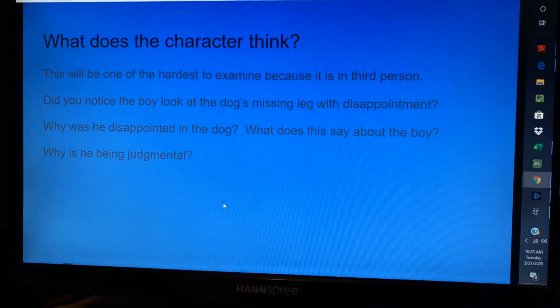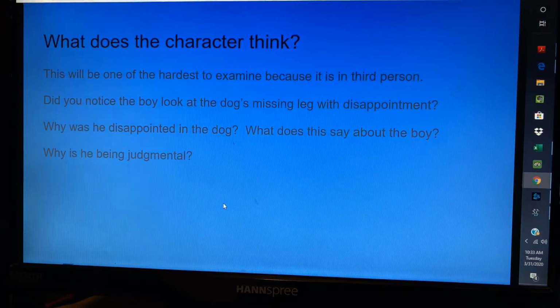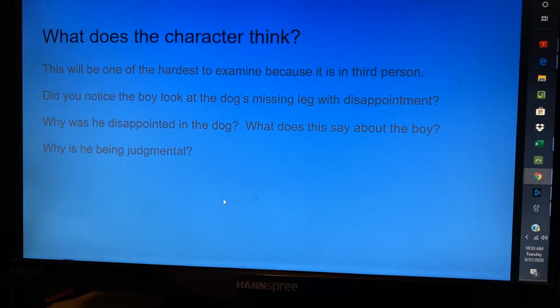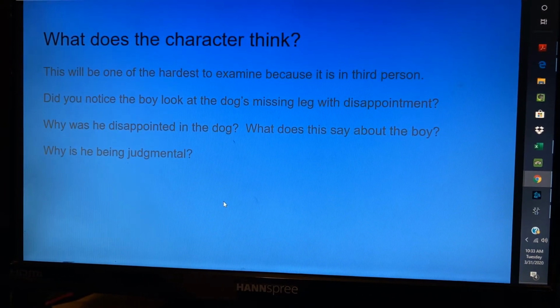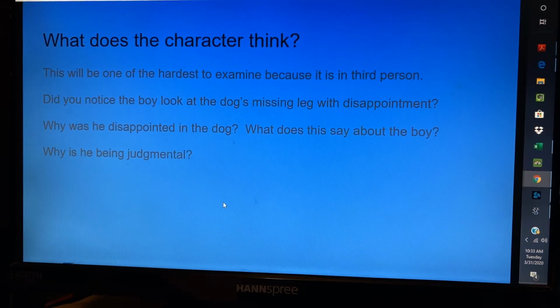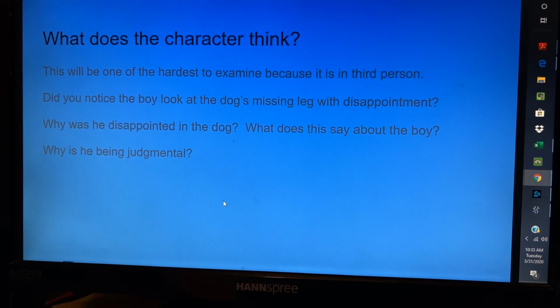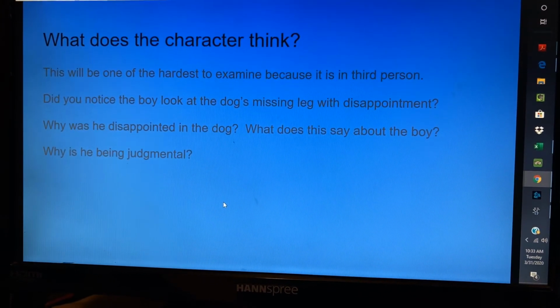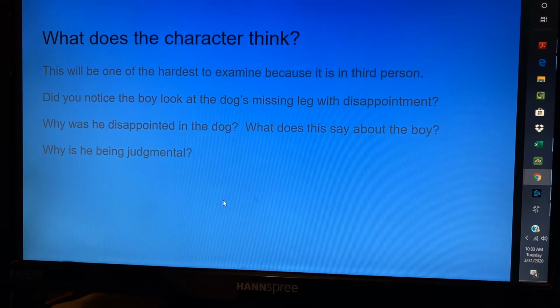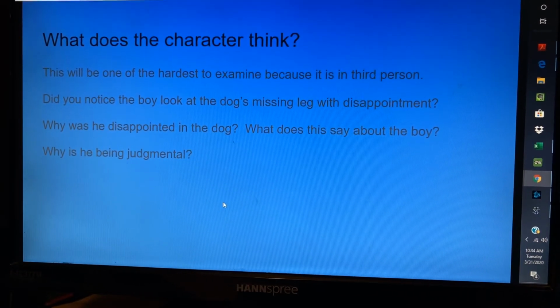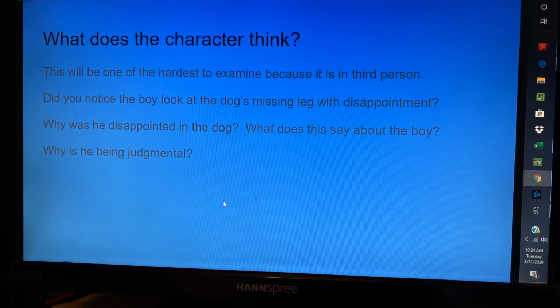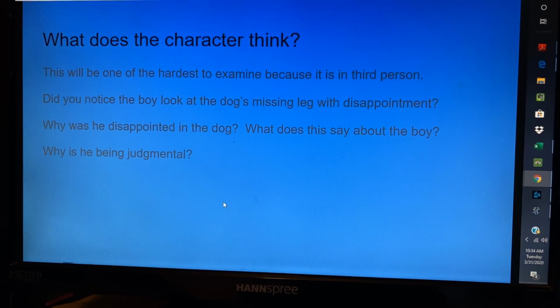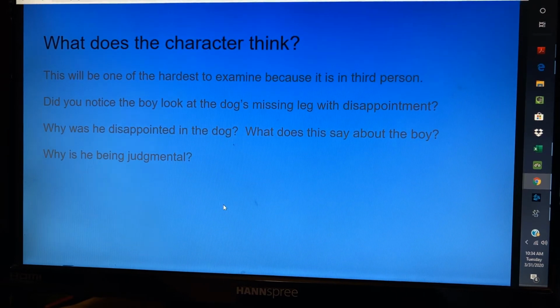Now, what does the character think? This will be one of the hardest to examine because it's in third person. We don't really get to see inside his mind and him sit there and say, hey, these are my thoughts. So we're going to have to look at how he's looking at things and his responses. Did you notice the boy look at the dog's missing leg? That look of disappointment on his face. Why was that kid disappointed? I mean, there's this poor innocent puppy. What's it say that he's disappointed in a dog or a gift that's been given to him? It leads us to see how judgmental he is. And so we're like, okay, now I'm learning about this character. I'm asking these questions. Why is he so judgmental?